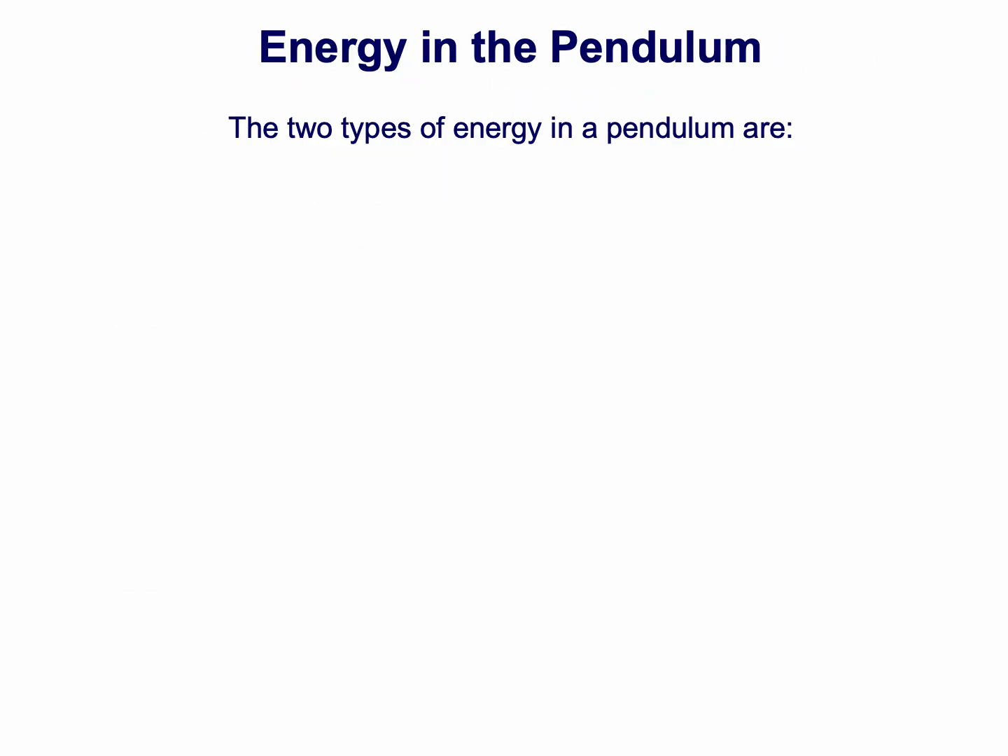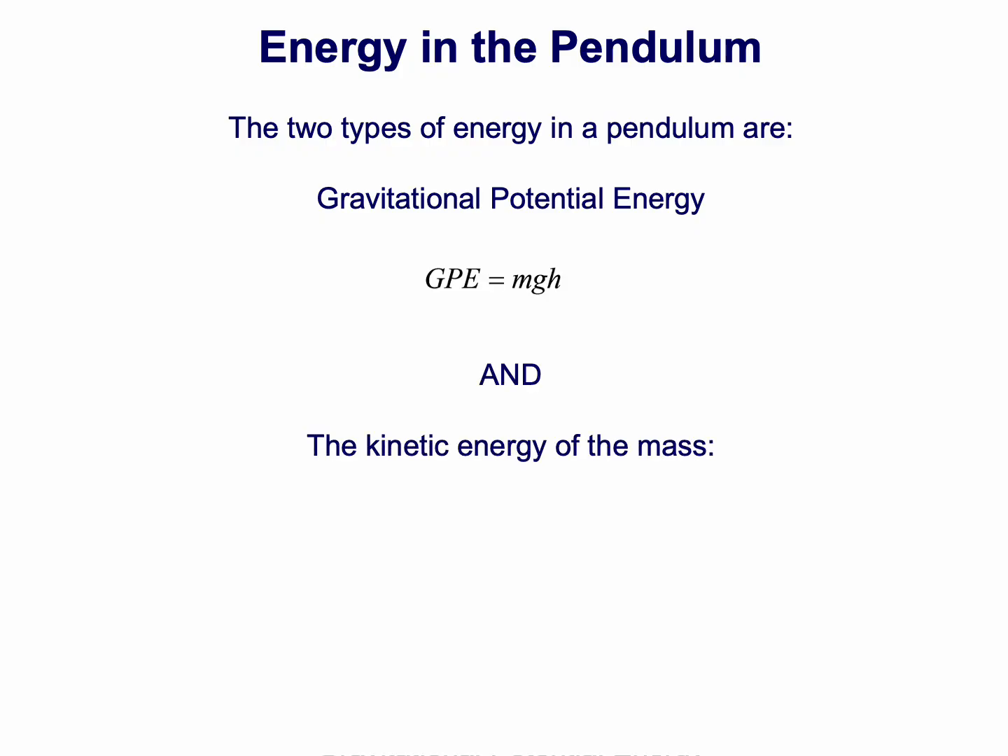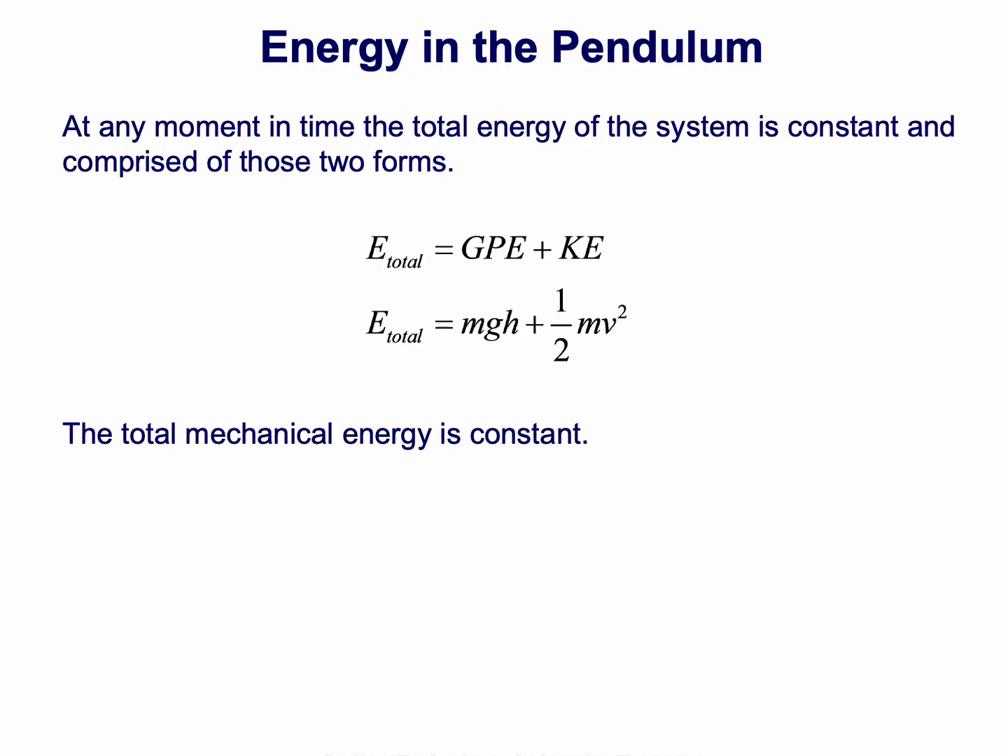And then we have to talk about the energy in the pendulum. So we have 2 types of energies. We have gravitational potential, and that makes sense. It's at its apex, at its highest point on either side. We have gravitational potential energy. And then we also have the kinetic energy of the mass, 1/2 mv squared. So instead of elastic potential like we worked with before, it's just going to be gravitational potential and kinetic. And we understand that the total mechanical energy is constant in this case.